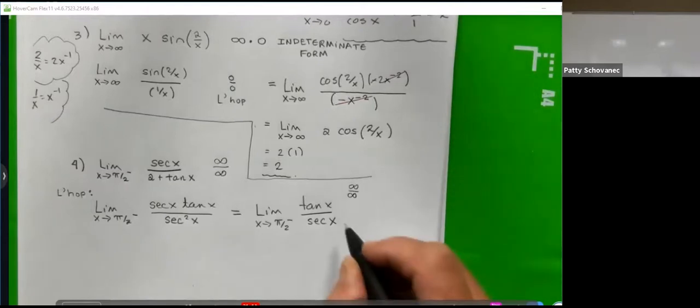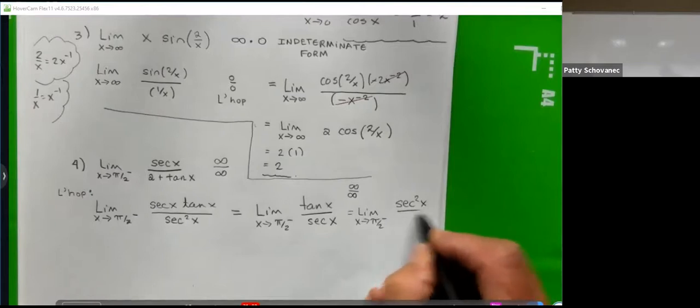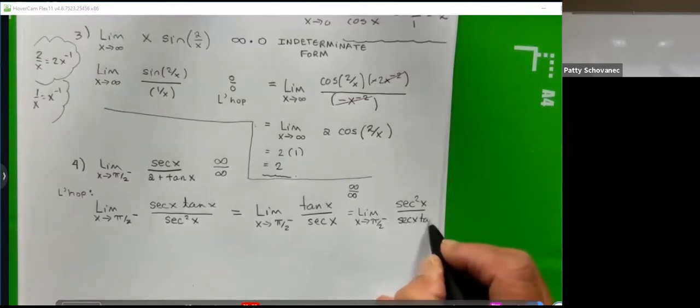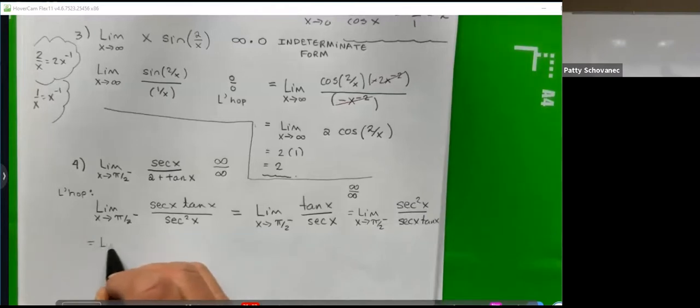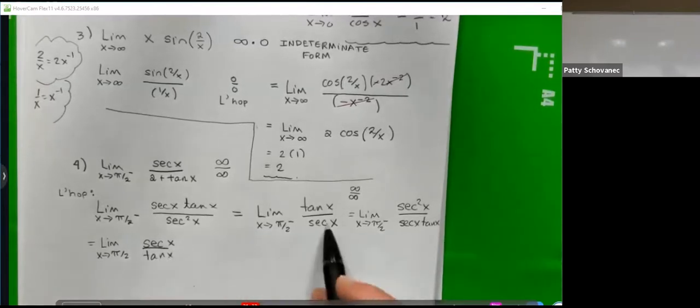And a quick check of L'Hopital's rule again. Derivative of tangent was our secant squared. Derivative of secant was secant tangent. So we get back to essentially where we were. We'll cancel one of the secants. So it looks like I'm going to flip-flop back and forth between secant over tangent or tangent over secant, both of which have the form of infinity over infinity. So now would be a good time to use your trig identities. Right, secant is 1 over cosine, right, tangent is sine over cosine.